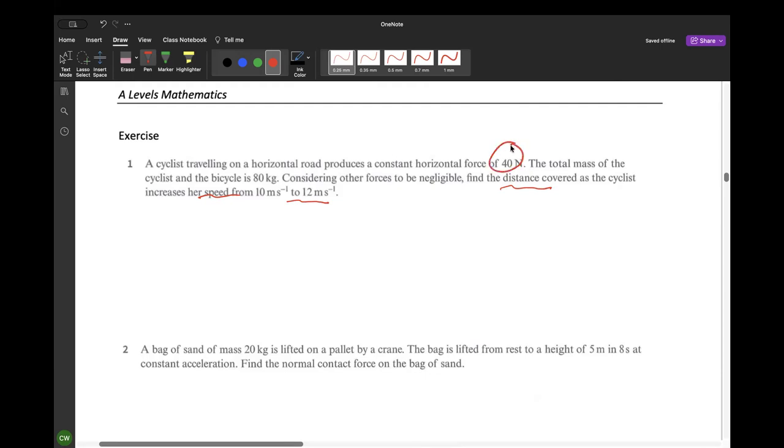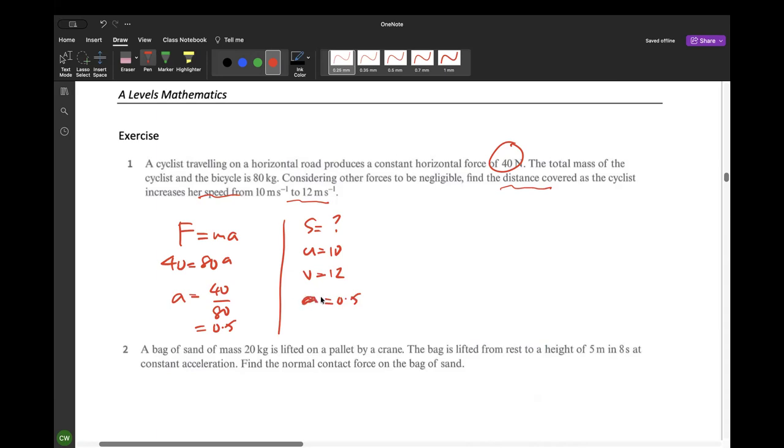This is force. Force is for you to find acceleration. 40 equals 80 times a. Acceleration is 0.5. Calculate the distance covered. You are looking for distance. Initial speed is 10. Final speed is 12. Acceleration is 0.5. So we need to know the kinematic equation for this.